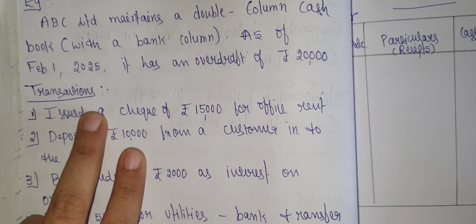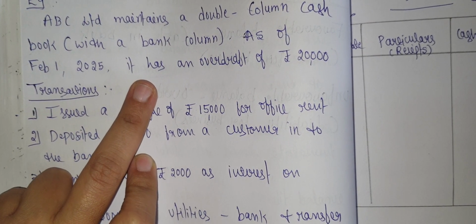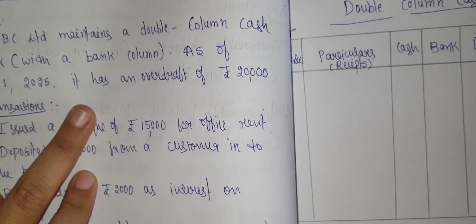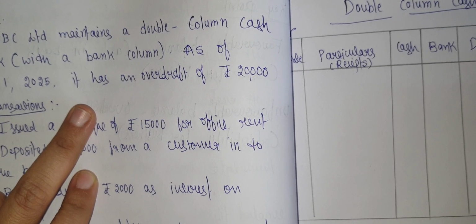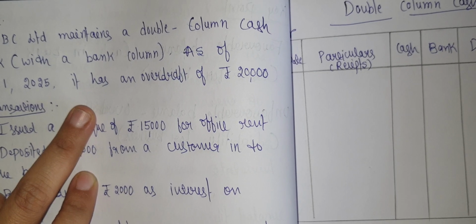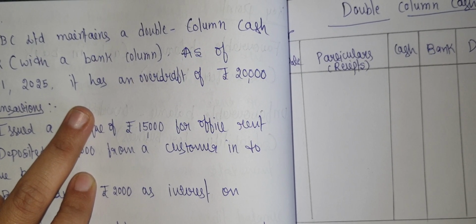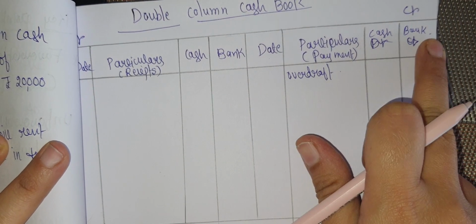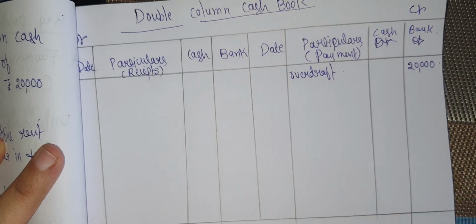See here, first one has an overdraft, that is rupees 20,000, means we have to write down in the credit side, that is overdraft, in the bank column. See here, cash and bank overdraft, that is rupees 20,000.